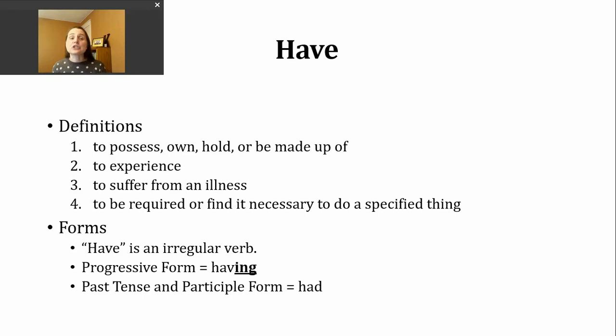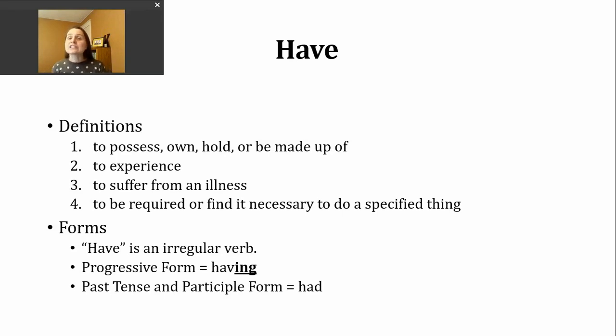A second way to use the verb have is to mean to experience. So you might ask someone who's attending a party or an event that you're hosting, are you having a good time? A third way to use the verb have is to mean to suffer from an illness. So as an example of that, you might hear someone say, I have a backache. Right? I have pain coming from my back.